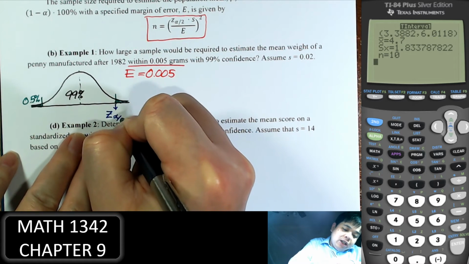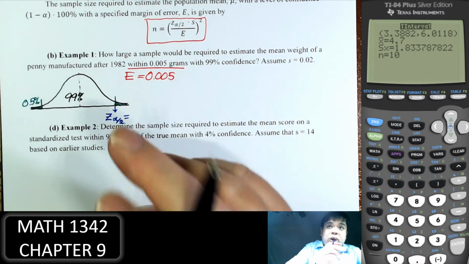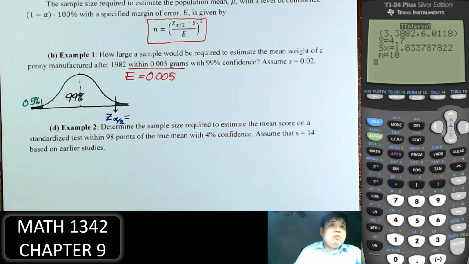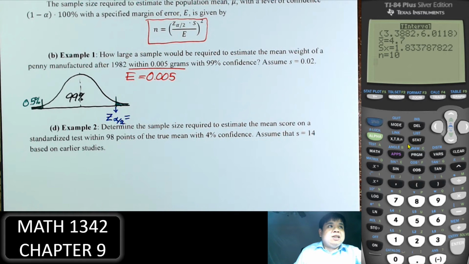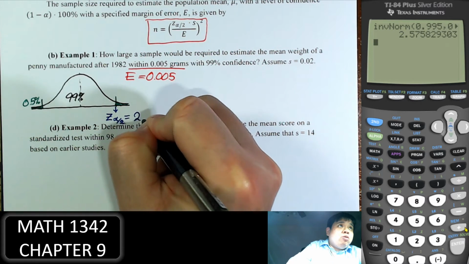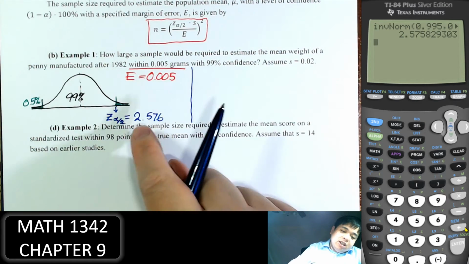alpha over 2. Notice that here we don't know the sample size, so we cannot really use T. The T is where we have the degrees of freedom, and we don't know n, so we cannot know that. So here I'm just going to use second variable, inverse normal, with the area on the left 0.995, so 99.5%, and then we calculate, and that gives us 2.576, to 3 decimal places. All right, so we have the Z.